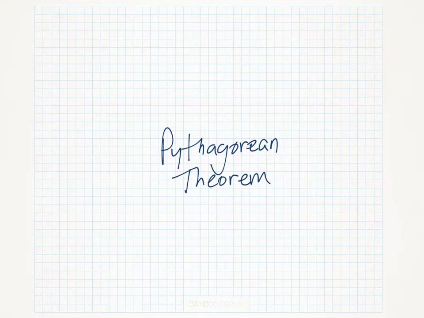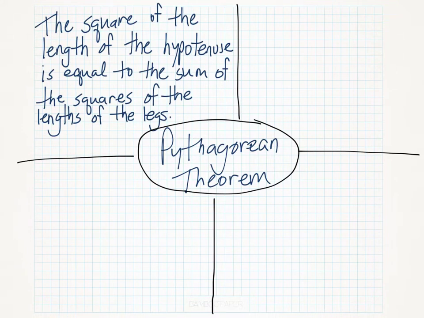This lesson is all about the Pythagorean Theorem. Now the textbook gives you this definition: the square of the length of the hypotenuse is equal to the sum of the squares of the lengths of the legs. Once you see the formula, it's a lot more clear than that.